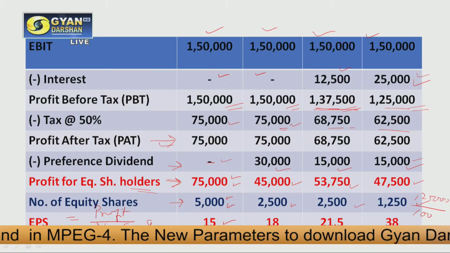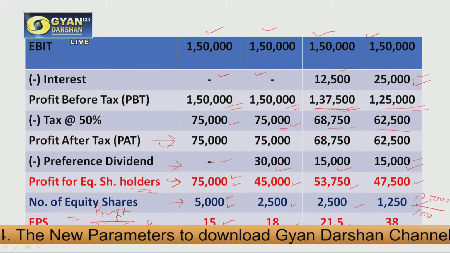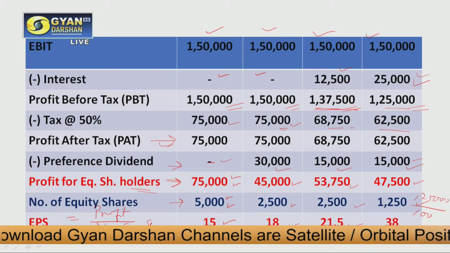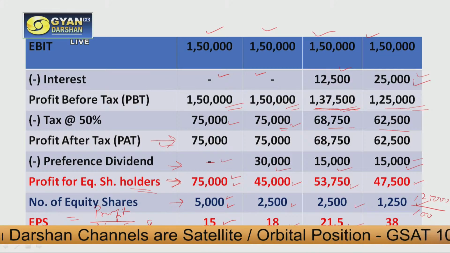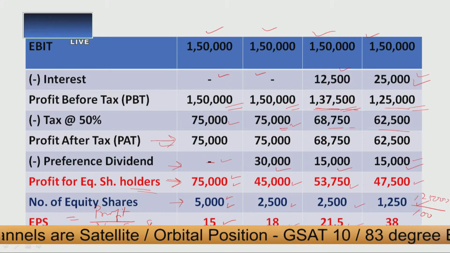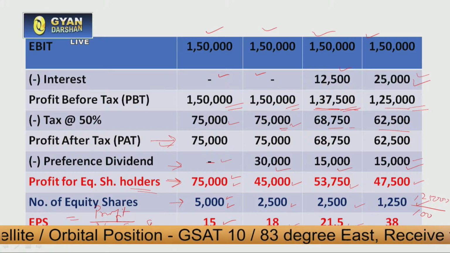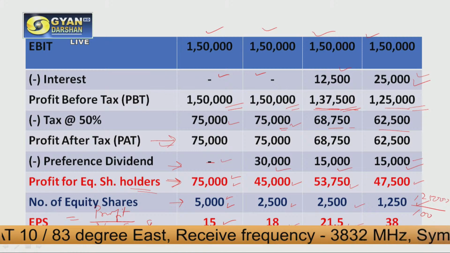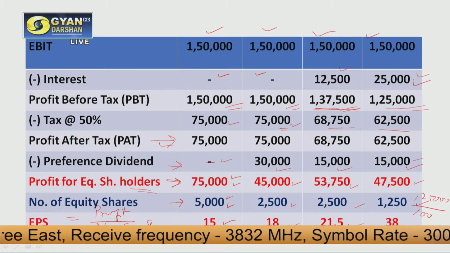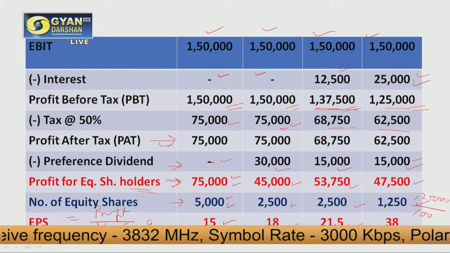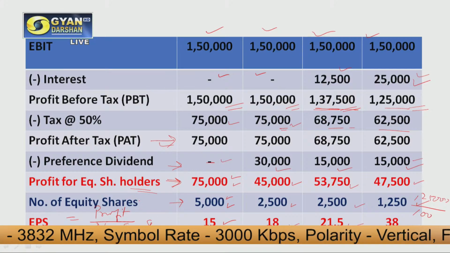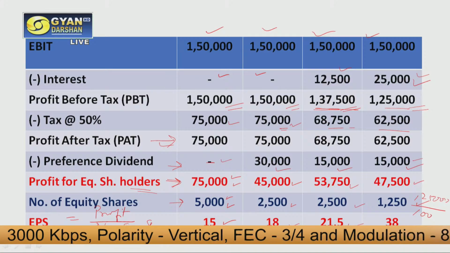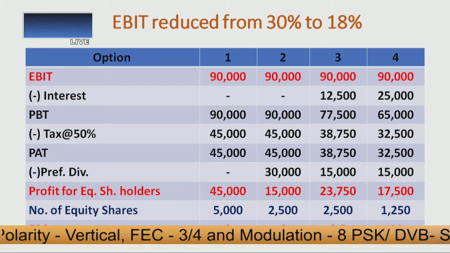Similarly, in case 2, our EPS is rupees 18. In third case, our EPS is 21.5 rupees. And in fourth case, our EPS is 38 rupees. So this is how we can calculate EPS under different circumstances, under different financing patterns. And we can conclude from this that EPS is increasing. You can see that the amount of EPS is increasing as and when the proportion of debt is increasing in our capital structure. Okay. Then we may consider one more case.